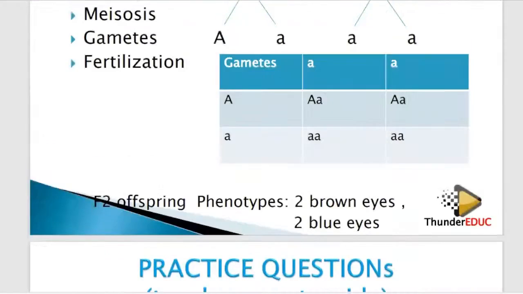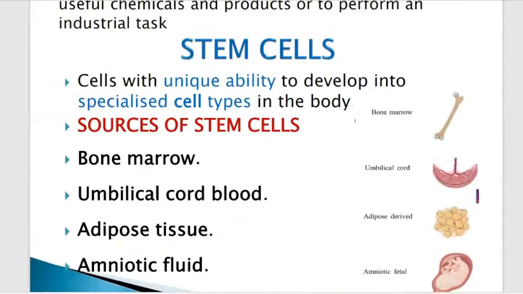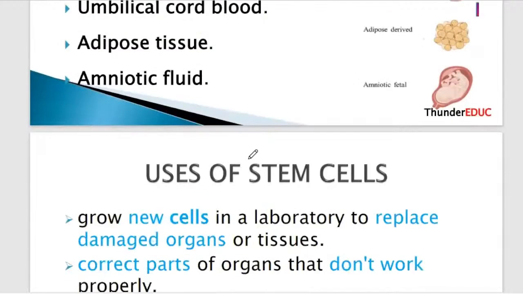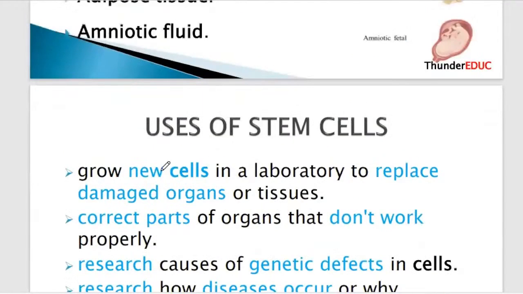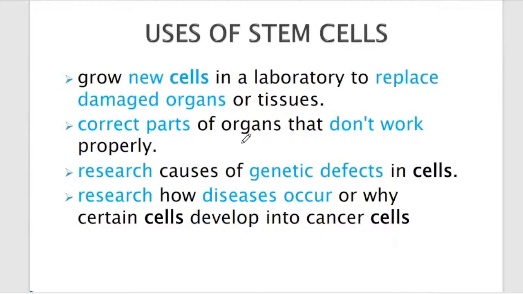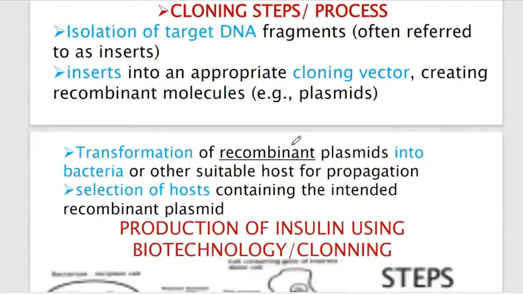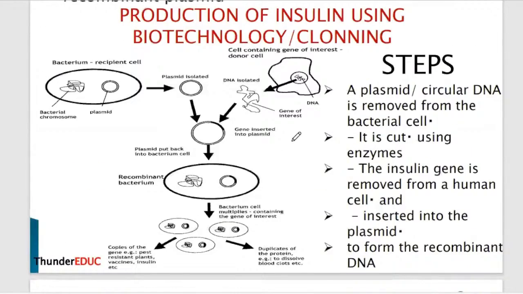Let me just show you here from the Excel Life Science Distinction Material. The sources are bone marrow and umbilical cord, adipose tissues, amniotic fluid. The uses are to generate new cells or replace worn out or damaged cells, and they can be used for research purposes. So for cloning, please know how to use this.